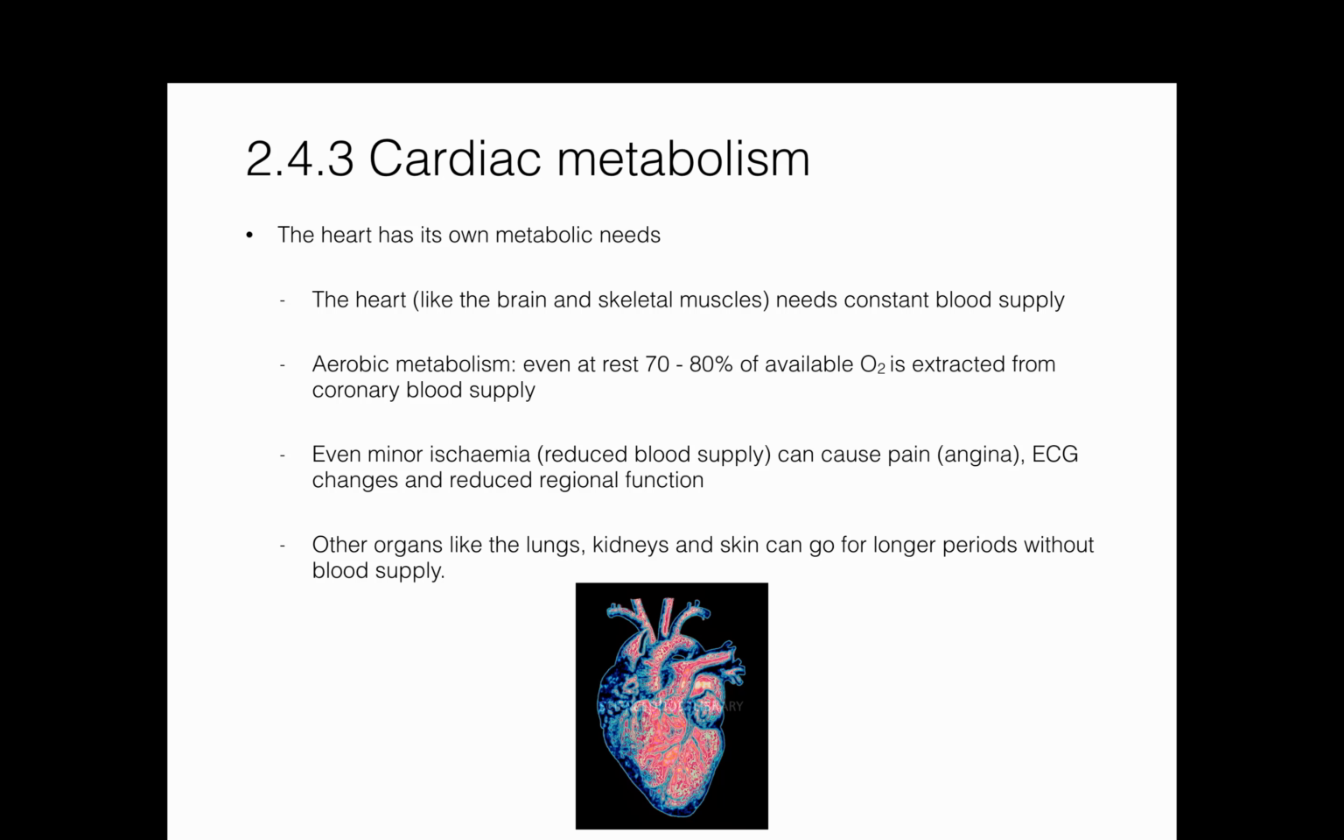Cardiac metabolism. The heart has its own metabolic needs. The heart, like the brain and skeletal muscles, needs a constant supply of blood. That is, the heart relies heavily on aerobic metabolism. At rest, it extracts 70 to 80% of the available oxygen from the coronary blood supply.